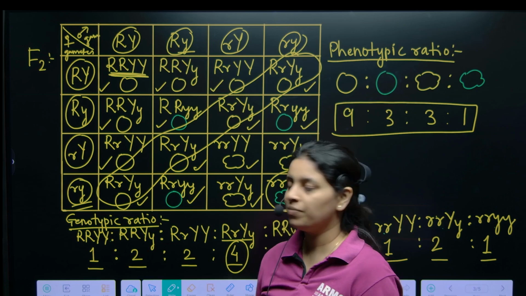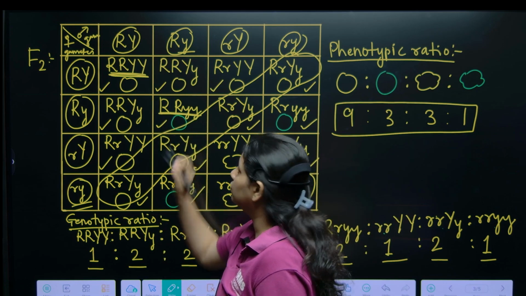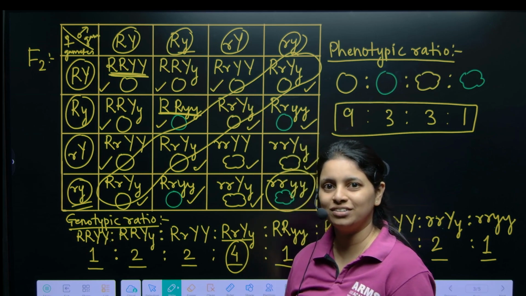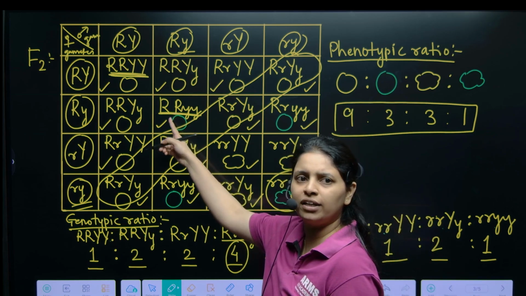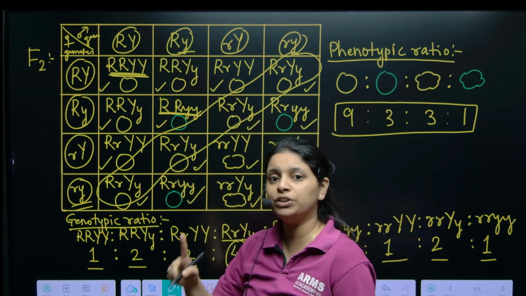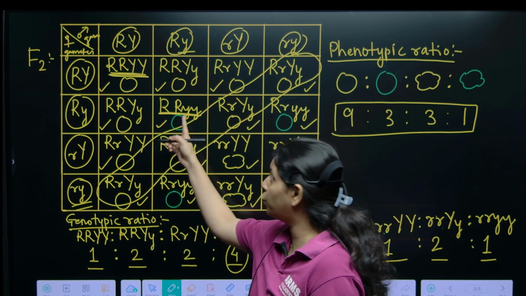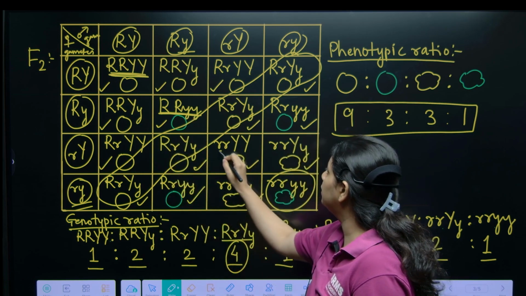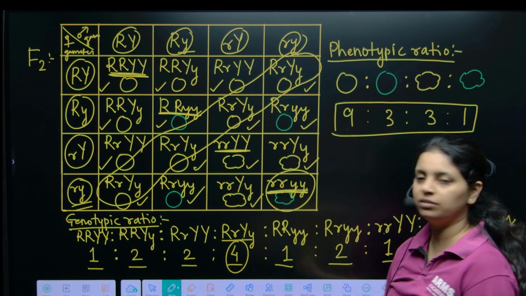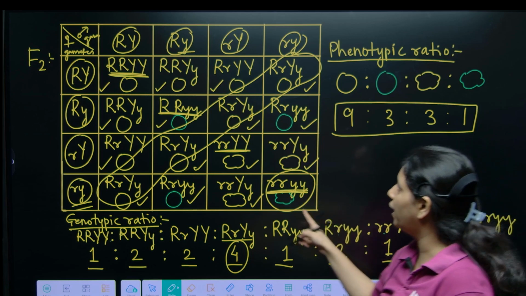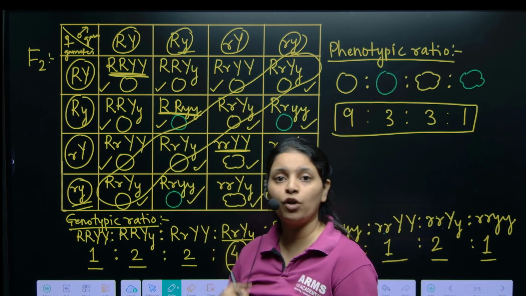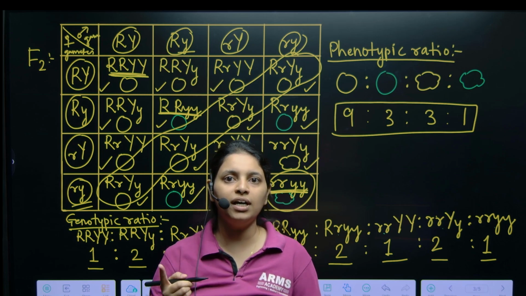See this also, capital R, capital R, small y, small y. This is also homozygous. The first is homozygous dominant, the second is homozygous recessive. But it is homozygous, and the question was homozygous for both genes, so we have to count this also. Next is this and this. This is obvious one. Last one. Again this diagonal like this, 4. Out of 16 there are 4 which are homozygous for both the characters.